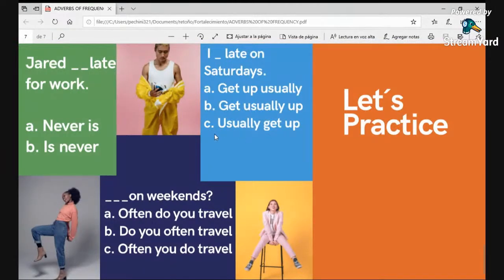Excellent. The letter C. I usually get up late on Saturdays. In this case, we have the adverb of frequency before the main verb.